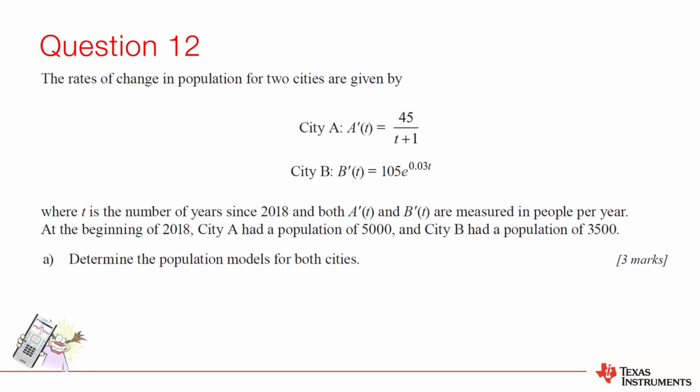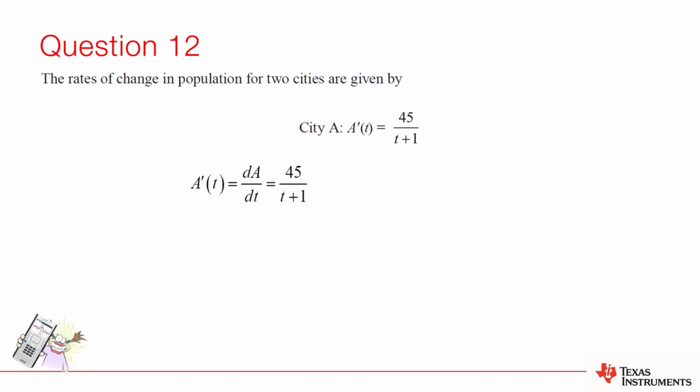Okay, so these are sort of like differential equations which we have to solve. A dashed, or dA/dt, is 45 over t plus 1. A then is the indefinite integral of 45 over t plus 1 dt. That integral is fairly easy. It's just 45 log e of t plus 1, and I'll call the first constant of integration there CA.